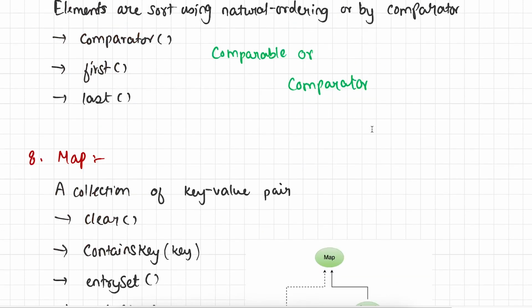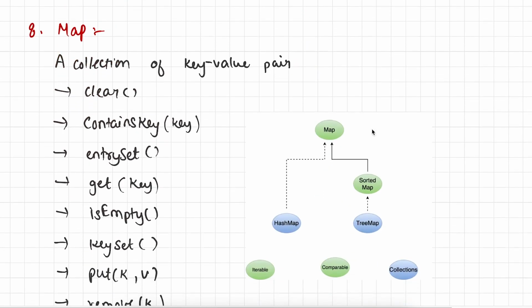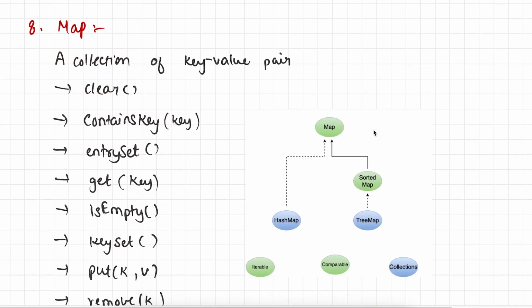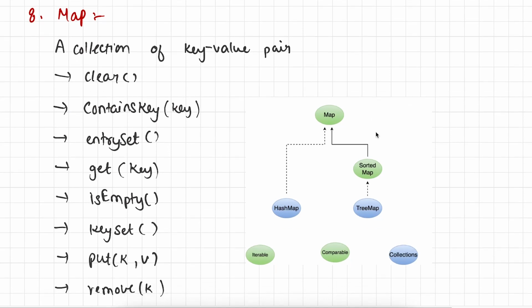Now the next interface of the collection framework is the Map interface. The Map interface does not extend any interface, and it is the root interface of all the collections that implement Map. So what is a map? A map is generally a collection of key-value pairs. Whenever we want to map a value with a key, we can use a map.